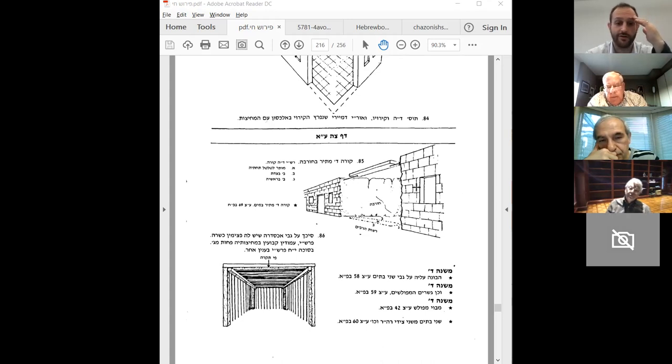Rav Sheshet says it's to forbid it, that even right now it's no good. And Rabbi Yochanan says the exact same thing, that he's saying that it always has to be kasher. If it's not always kasher, then it's no good.